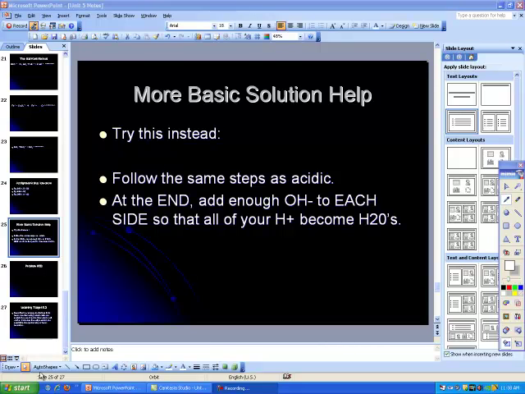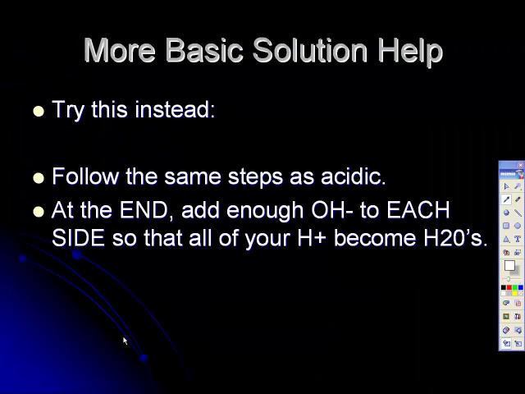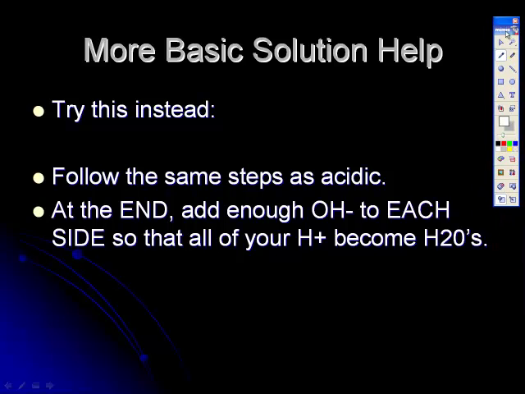I just thought I would try to come up with a more clear-cut solution to some of the problems you're having with balancing these redox reactions in a basic solution. So I think I've got it. I'm going to go ahead and pause the screen, or have Mr. Lewis pause the screen, so that you can write down these directions in your notes instead.